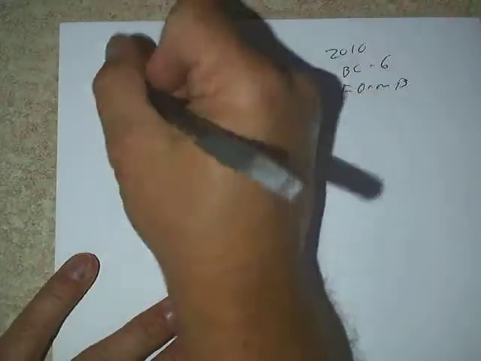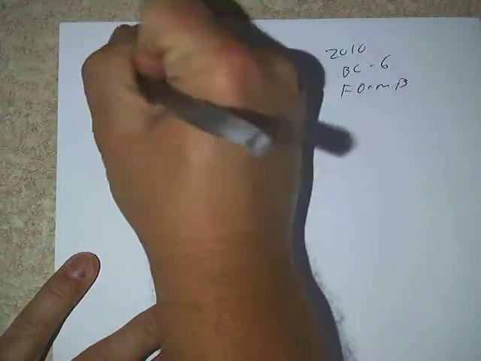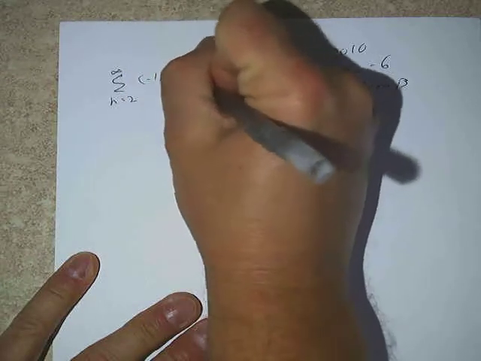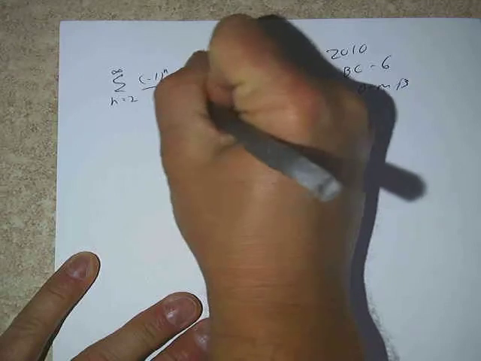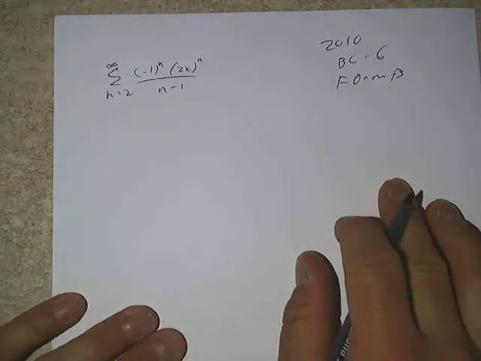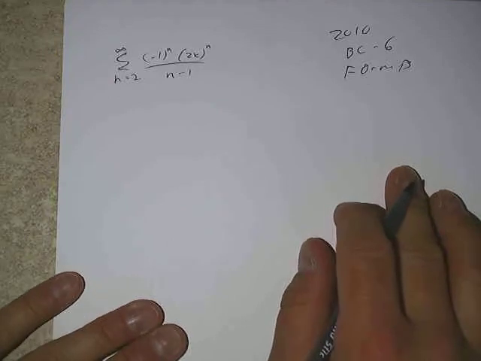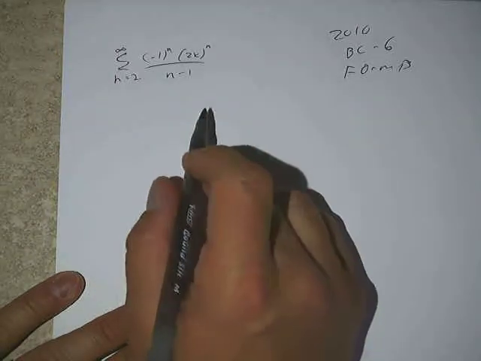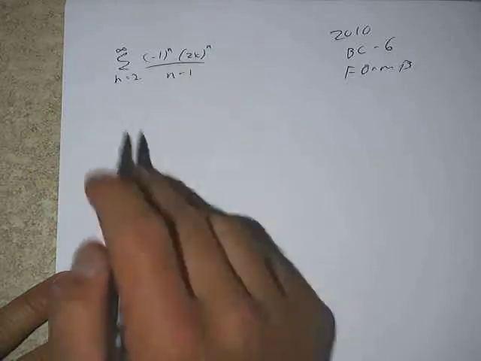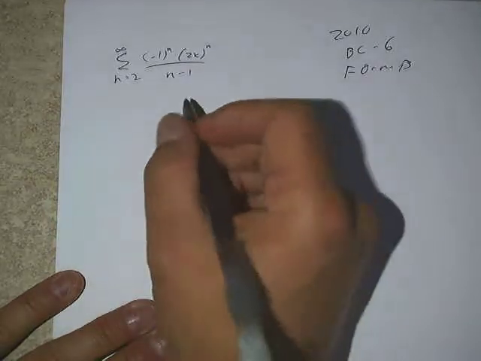All right. So let's take a look at number 6. Number 6, we have a Maclaurin series. See, it's alternating.